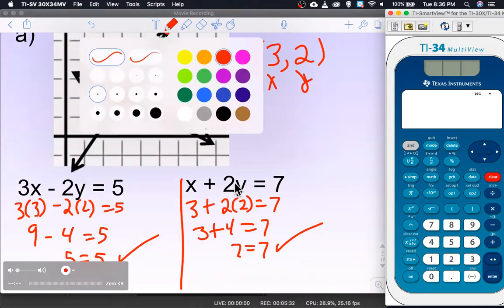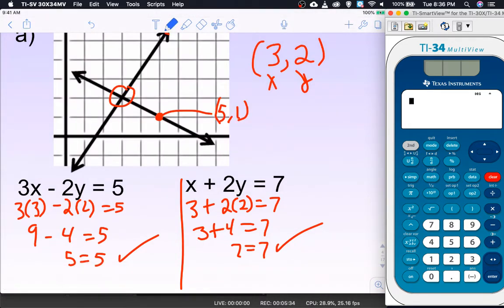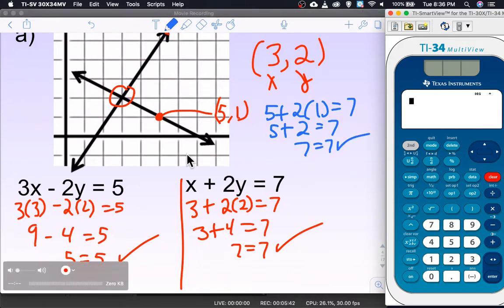I'm going to change color and show this. So 5 plus 2 times 1 equals 7. 5 plus 2 equals 7. 7 equals 7. It works because this point is on this line. It makes this equation true. But this point, this 5, 1, will not work in this equation because this point here is not on the other line.